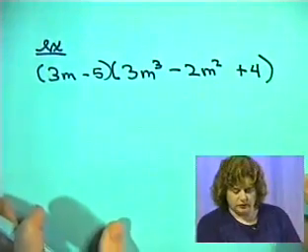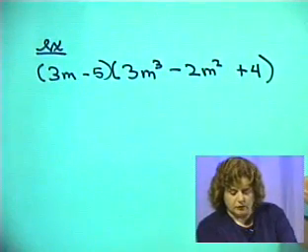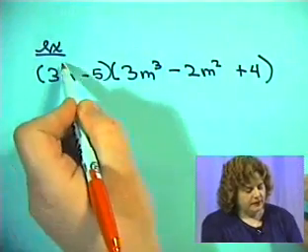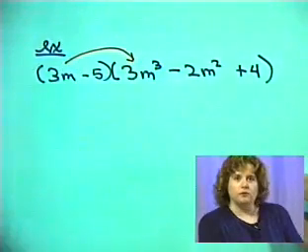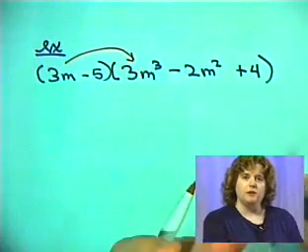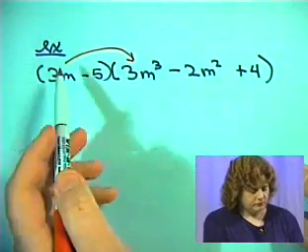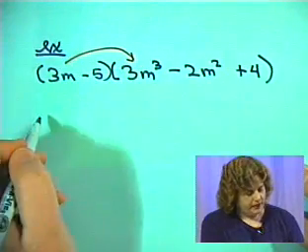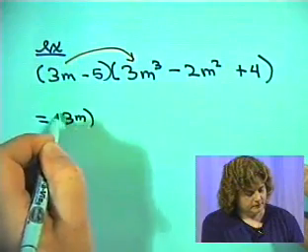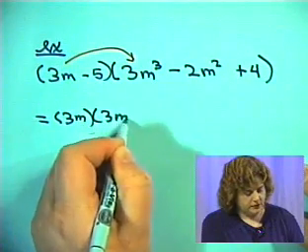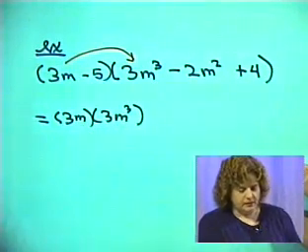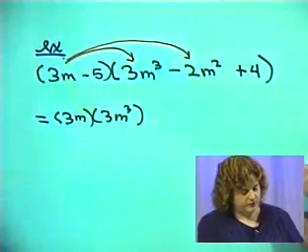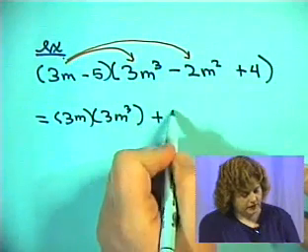And again, we're using a horizontal format. What we can do, our first step being to apply the distributive property, is use arrows as a visual help to make sure we don't skip anything. So our first multiplication will be 3m times 3m cubed. Then we'll take the 3m and multiply it by the negative 2m squared. We just add everything up.